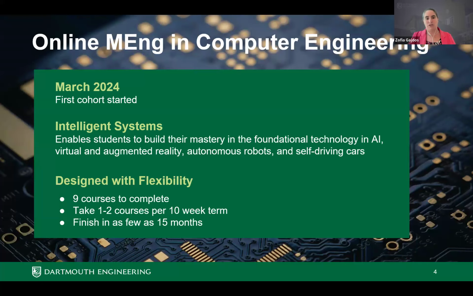Dartmouth is on the quarter system, so there are 4 10-week terms per year. And you can finish in as few as 15 months, depending on when you start and when your schedule is, but you can also take longer to finish. You have up to 6 years to finish the degree. So it can be flexible.